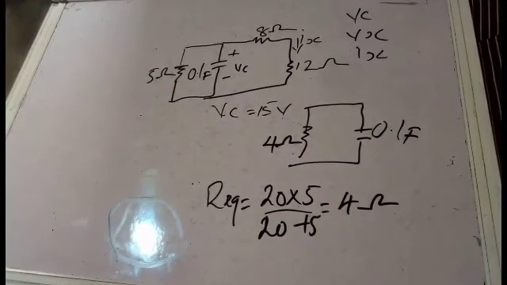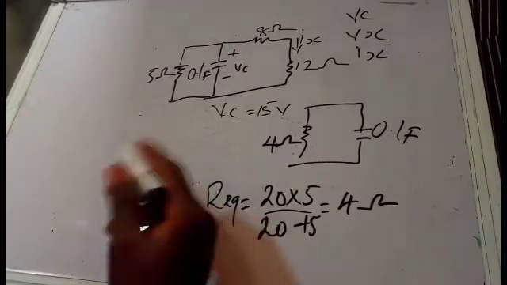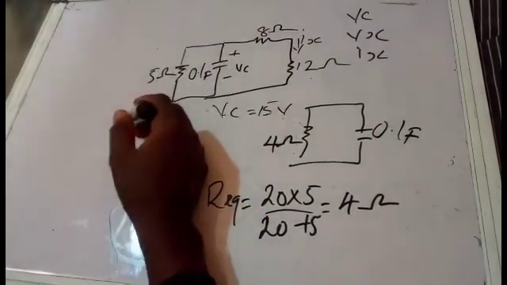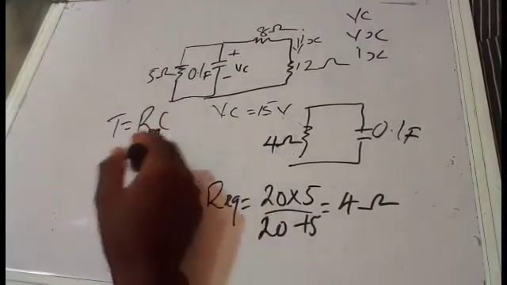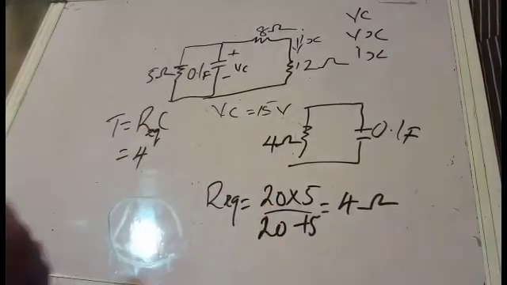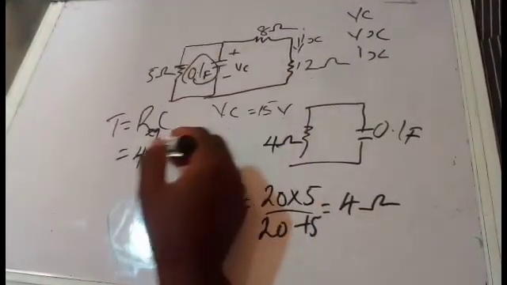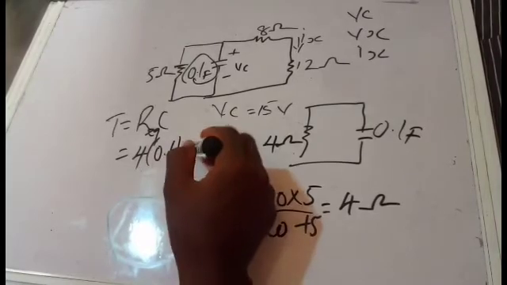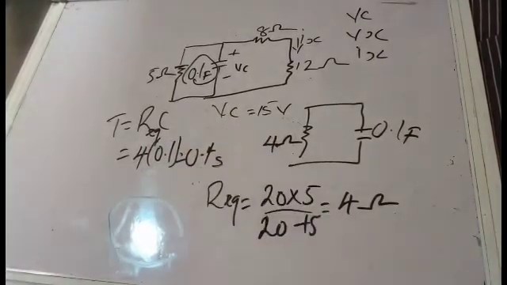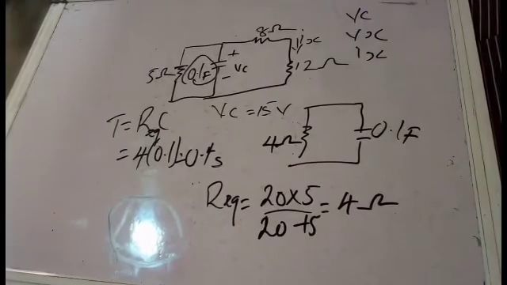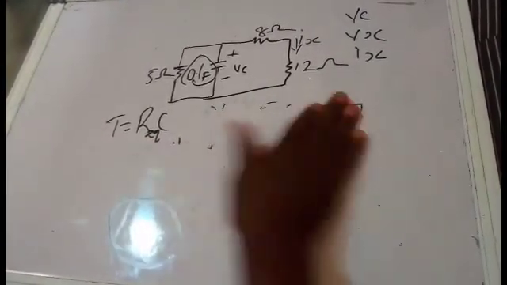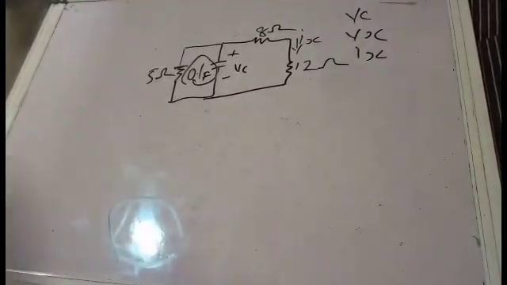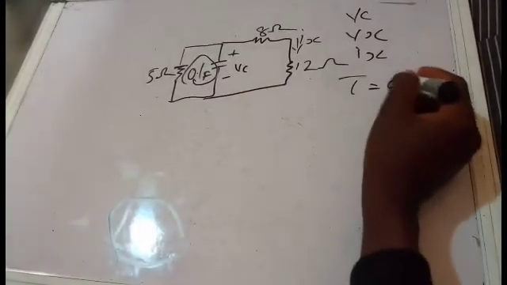So our equivalent resistance is equal to 4 ohms. After finding that, we need to get our time constant. As I said earlier, what we need is our V0, our initial voltage, and our time constant. Now, our time constant is equal to RC. We've gotten the equivalent resistance, which is 4, multiplied by the capacitance, which is 0.1. That gives us 0.4 seconds. So our time constant here is 0.4 seconds.